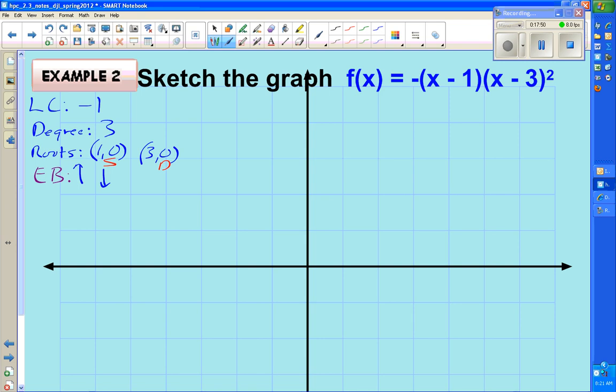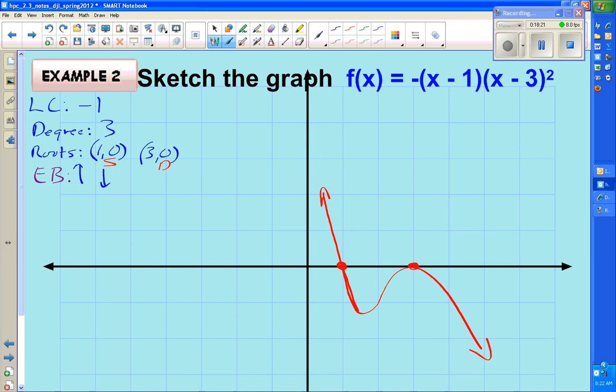So 1, 0, 3, 0. From 1, 0, we have a single. What do we do with that root? Straight through. So from here, we're going to be pointing up, and we're going to come up, go through. It's going to look like this. 3, what kind of a root is that? Double. In order to get to the 3, we have to turn around and bounce off the 3.